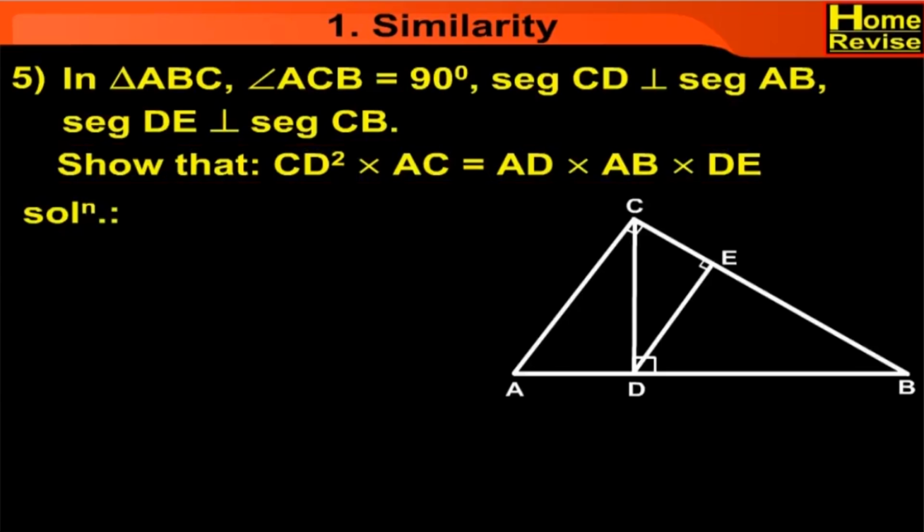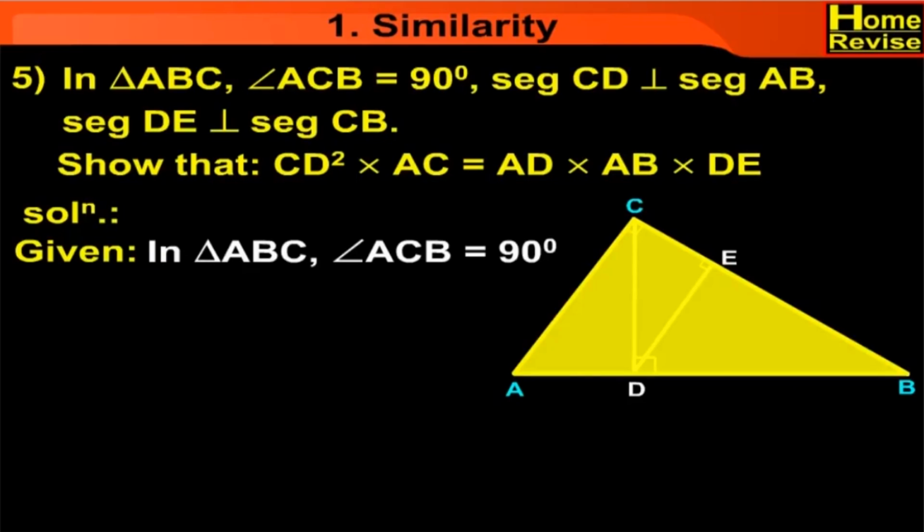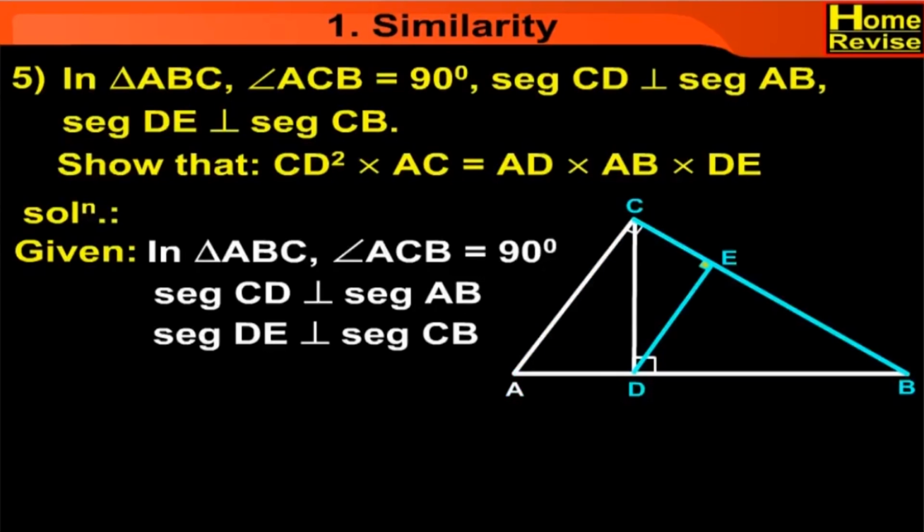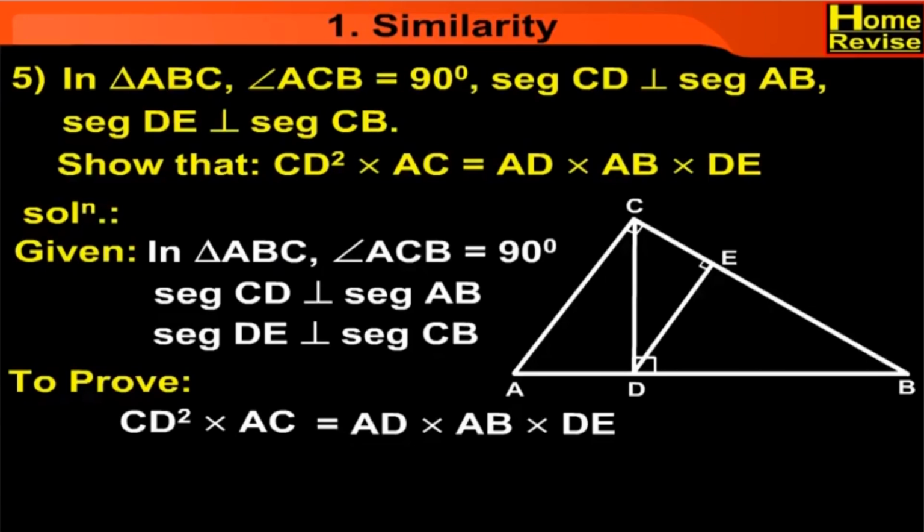Solution. Given, in triangle ABC, angle ACB is equal to 90 degrees. Segment CD is perpendicular to segment AB and segment DE is perpendicular to segment CB. To prove: CD square into AC is equal to AD into AB into DE.